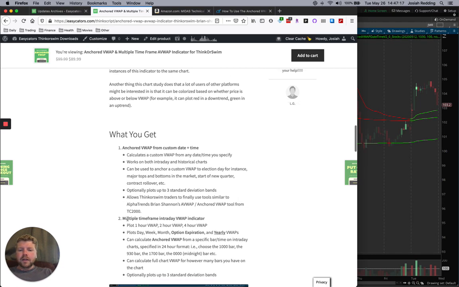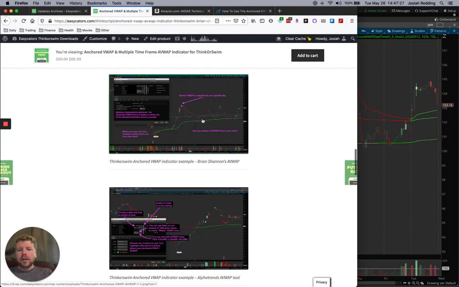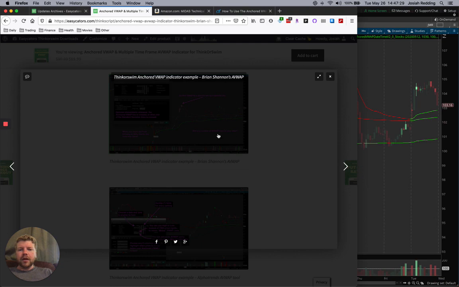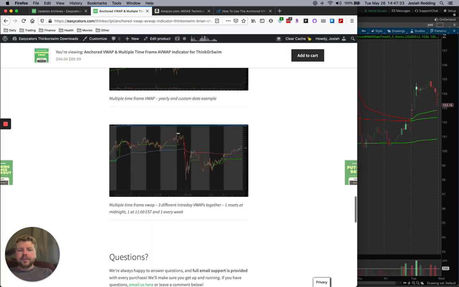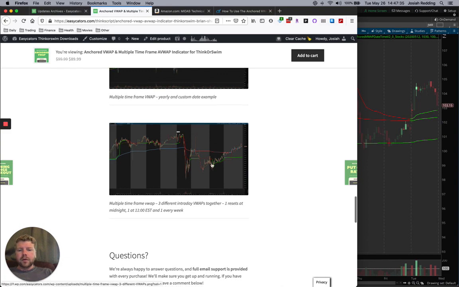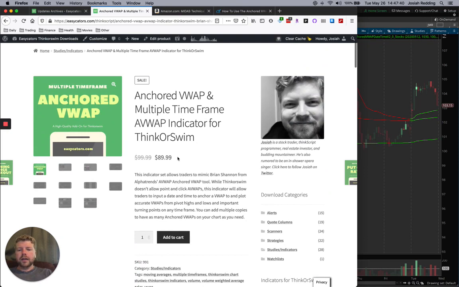So in that set, I'm including the normal multiple time frame VWAP indicator as well as the anchored VWAP that I've just demonstrated here, that allows you to anchor to a specific point. This gives you some screenshots with examples of how that works. And then there are some examples of the multiple time frame indicator as well. So that's all included. That's just in a free edition that I've added into the multiple time frame VWAP indicator. That's on the site if you're interested.